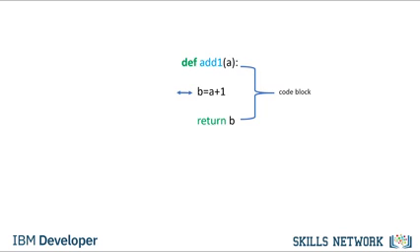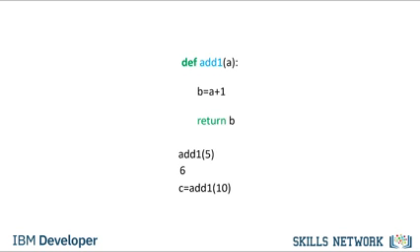We have a code block with an indent. For this case, we add 1 to a and assign it to b. We return or output the value for b. After we define the function, we can call it. The function will add 1 to 5 and return a 6.